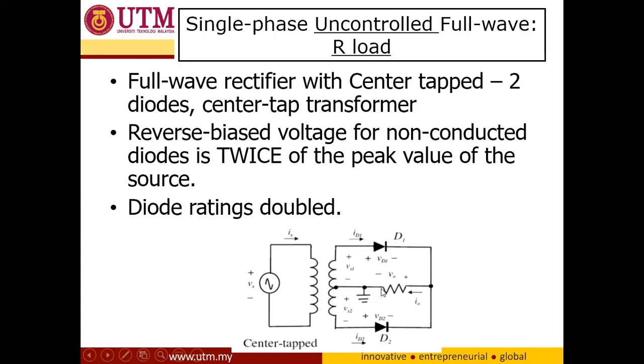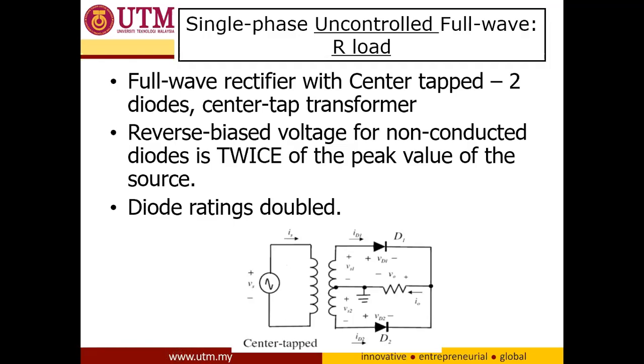Okay, the advantage of this center tap circuit is that it provides electrical isolation for protection, and the second one is that it has fewer diodes. For the full bridge, we use 4 diodes, but for the center tap, we only use 2 diodes. So in terms of structure, the center tap has obvious advantages compared to the full bridge.